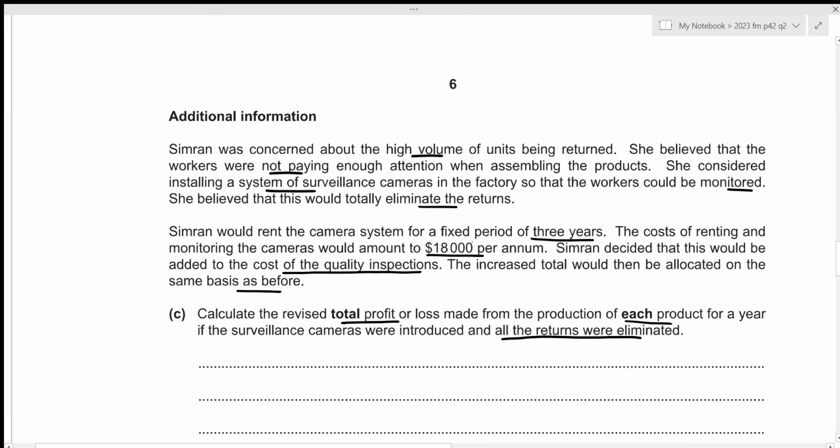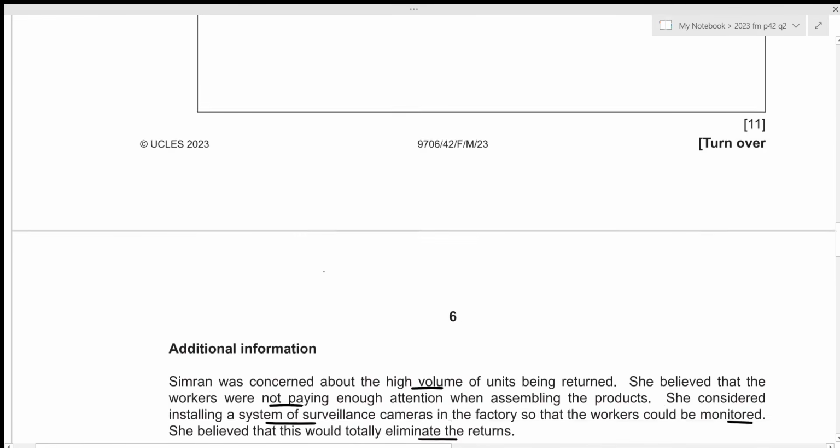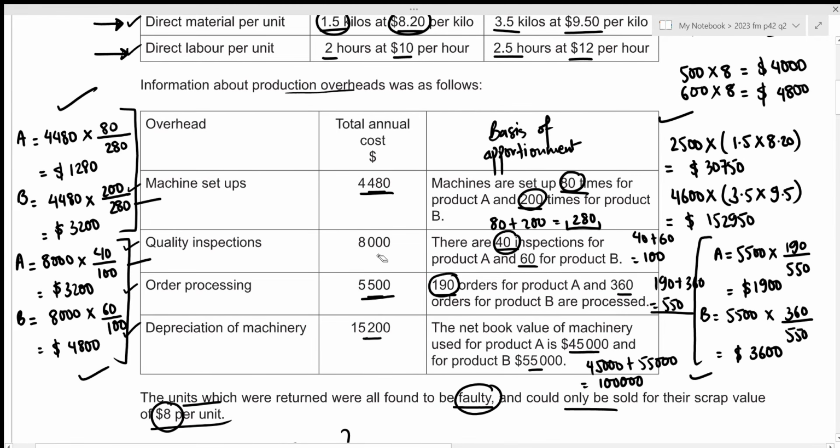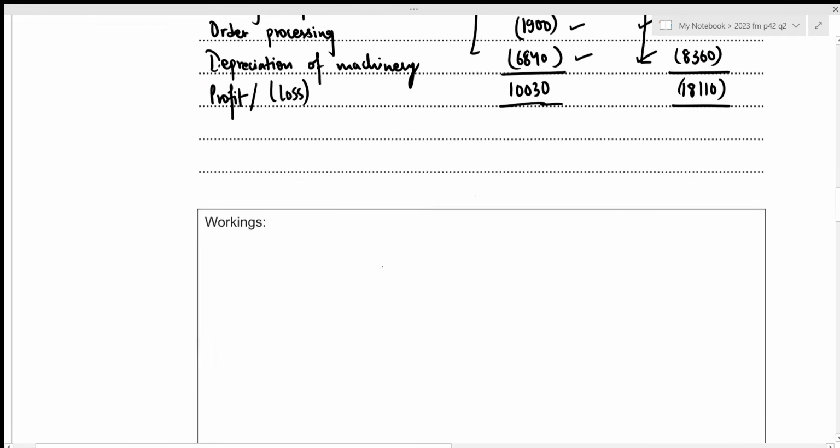And then we were also told that the cost of renting and monitoring the cameras would amount to 18,000 per annum. And Simran decided that this would be added to the cost of quality inspections, and the increased total would then be allocated on the same basis as before. So now our quality inspections will also be changing. Previously we had 8,000. Now we also need to add another 18,000. So the total annual cost for quality inspections will now be 26,000. So we will be changing our quality inspections, then we will be excluding our scrap, and we will be changing our total net revenue. Let's prepare our statement again.